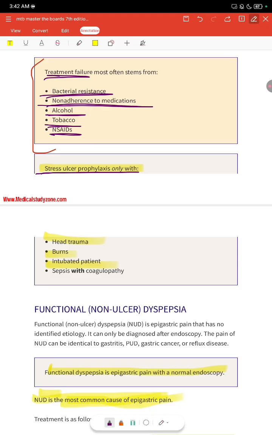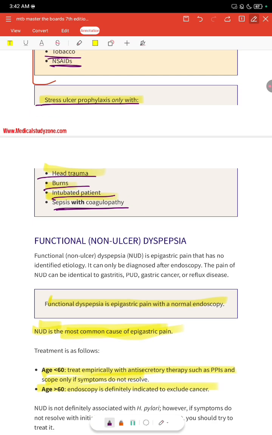Now let's talk about stress ulcer prophylaxis: only with head trauma, burns, intubated patients, sepsis with coagulopathy. We already studied that once. It's the second time. So stress ulcer prophylaxis only in the cases of head trauma, burns, intubated patients, sepsis with coagulopathy.